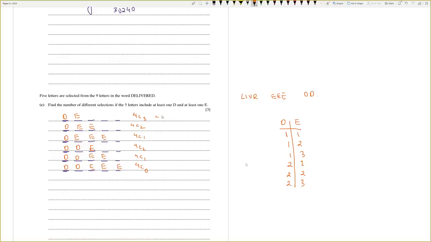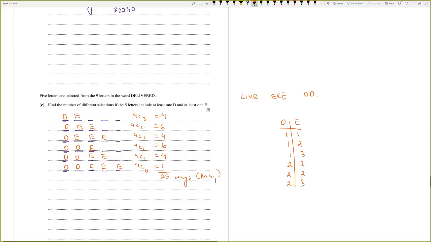4C3 is 4. 4C2 is 6. 4C1 is 4. 4C2 is 6. 4C1 is 4 again. And this is just one way because there are no spots left. So if you add all this up, 4 plus 6 plus 4 plus 6 plus 4 plus 1, you get a total of 25 ways, and that is our final answer. Okay, see if you guys get it.